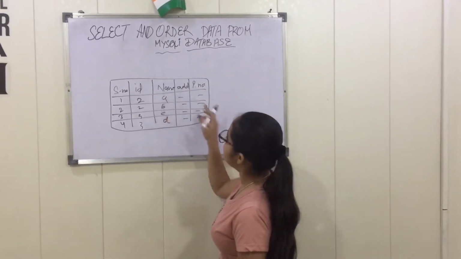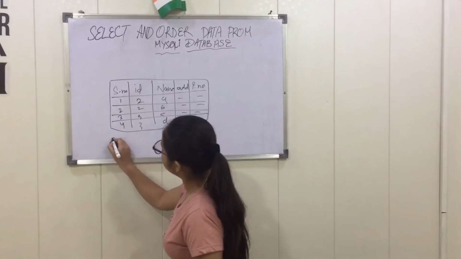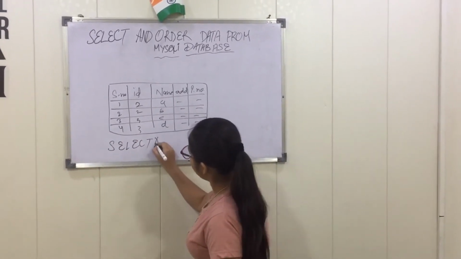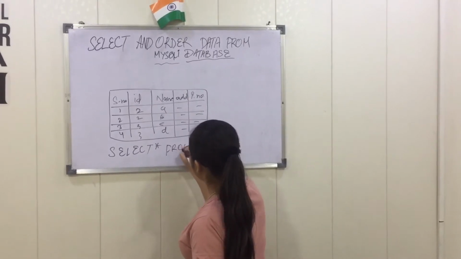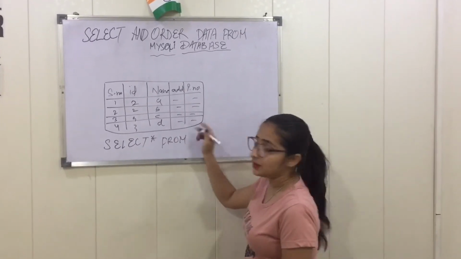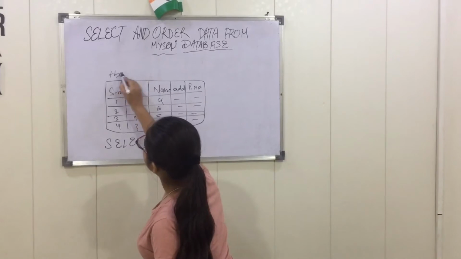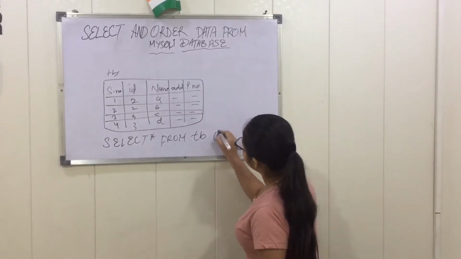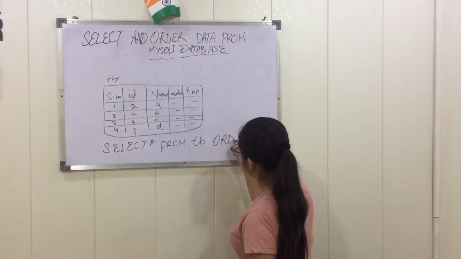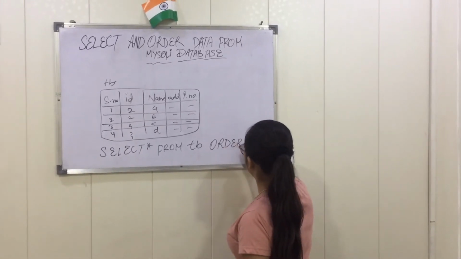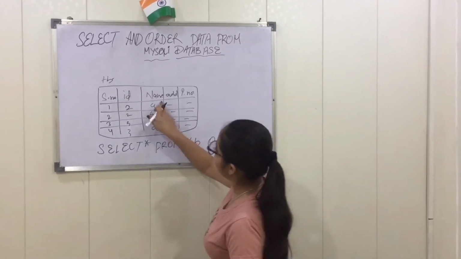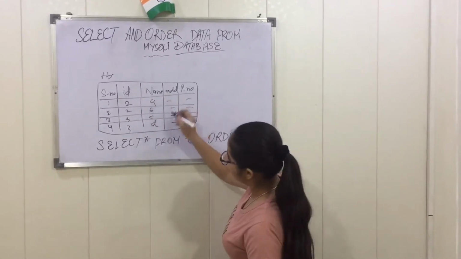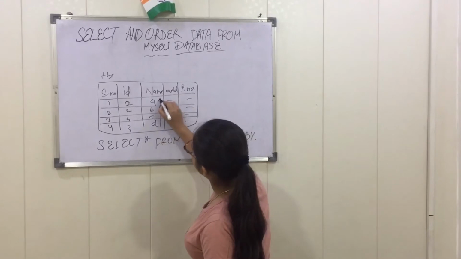Suppose I need select and order by. So the syntax is select star from table name. Suppose my table name is TB. So after that I will write here TB, and after that I will put order by. I need order by name. Suppose I need ABCD to be printed in descending order, so it will go from down to top.